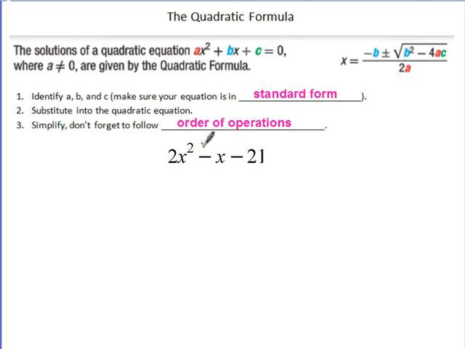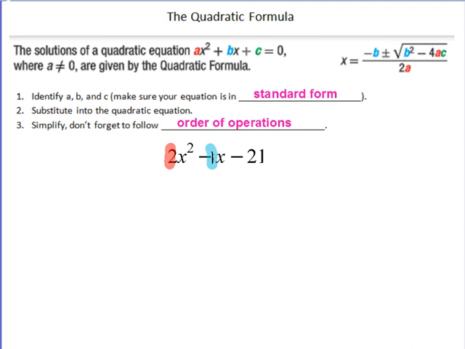Alright, so when we do that, we're just going to get a, b, and c, remember, from the standard form of a quadratic equation, and we're going to plug them into this formula. So if I look at this example, 2x squared minus x minus 21, the first thing that I want to do is identify a, b, and c. So a is in front of the x squared term, so a in this case is going to be 2. Alright, b is in front of the x term, and if there's no number there, we know that it is a 1.